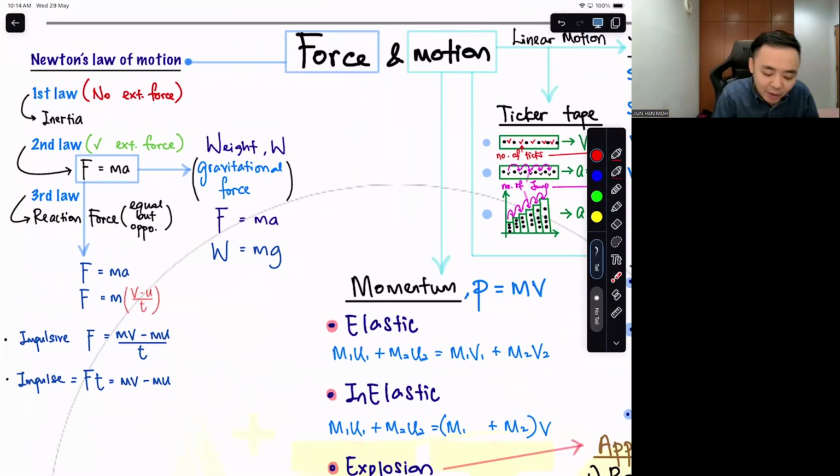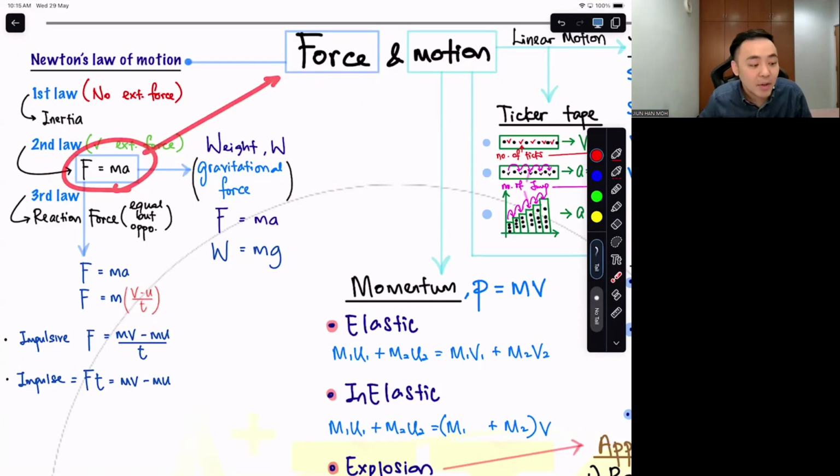Now moving on, second law, you have this formula here, F equals ma. Yep. So among the 3 laws, which one is most important? Definitely the second law, because your title is called force and motions. The second law teaches you how to calculate force. You see that?